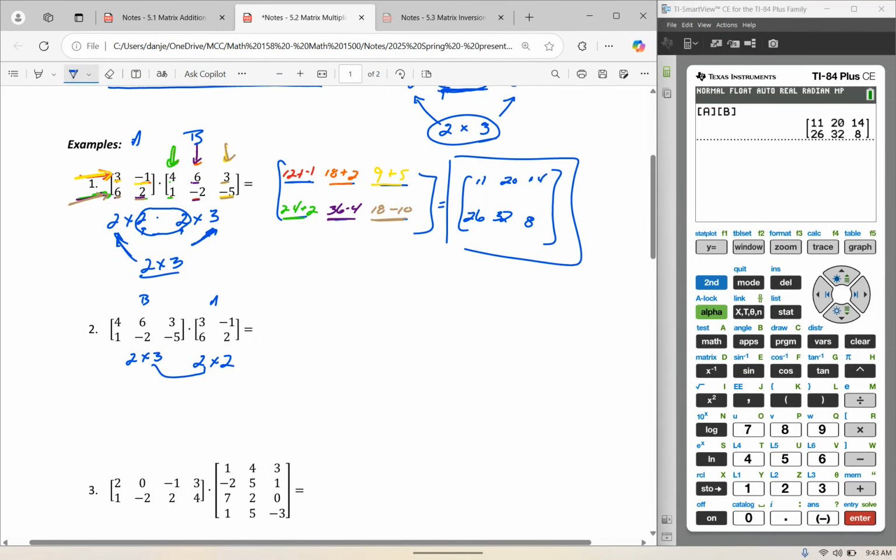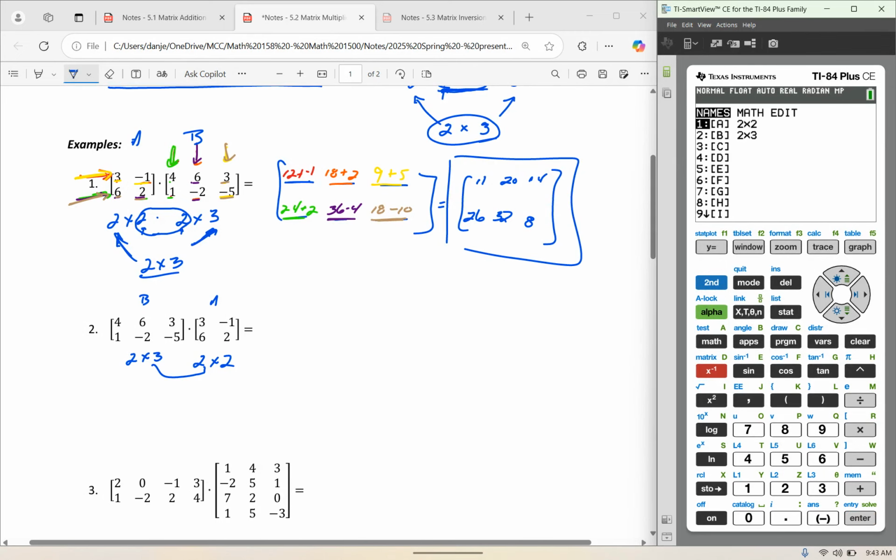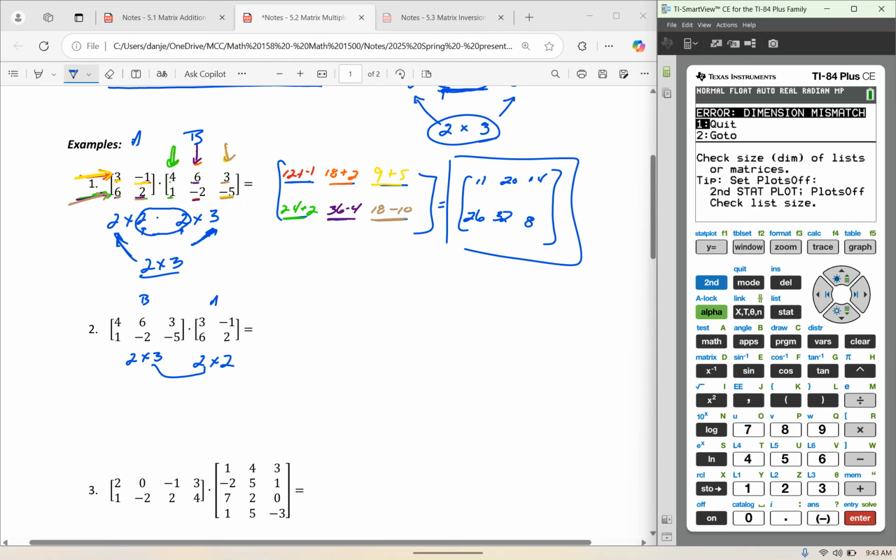In fact, if I tried in my calculator to do matrix B times matrix A, I expect my calculator is going to yell at me, and it does. It says that there is a dimension mismatch. That means that there's a mismatch in the dimensions. Check the size or dimensions of the lists or matrices. Okay, so there's a problem with matrices. I cannot reverse the order of that matrix multiplication.